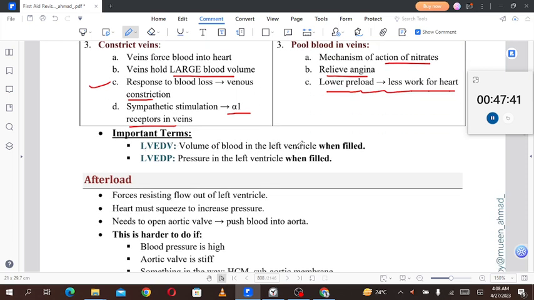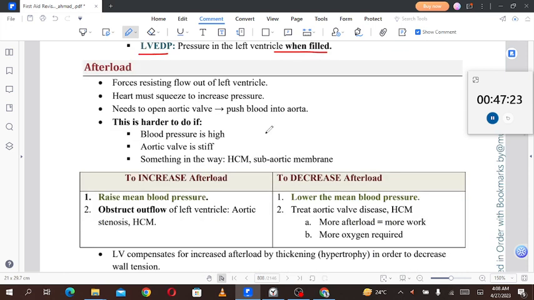Important terms: left ventricular end diastolic volume. The volume of blood in the left ventricle when filled completely. And left ventricular end diastolic pressure is the pressure in the left ventricle when it is filled. So end diastolic volume is the volume when it is filled, and the pressure is the pressure exerted by that volume when the left ventricle is filled completely.